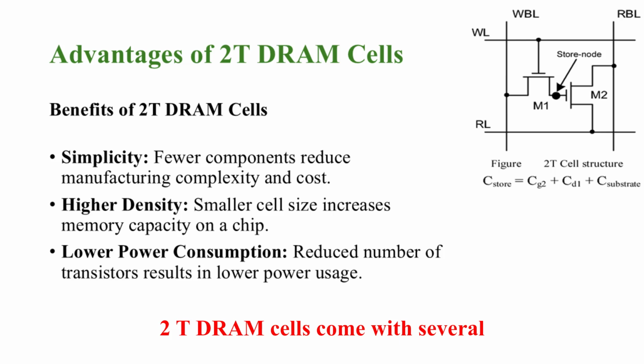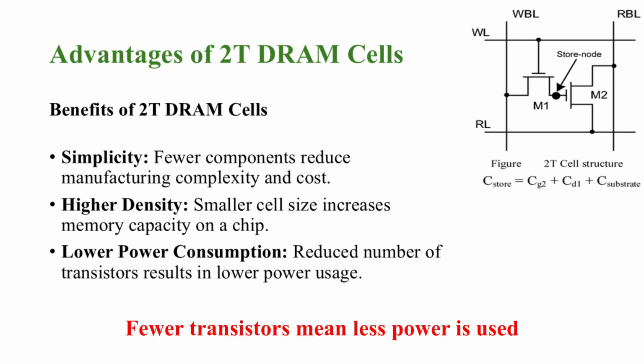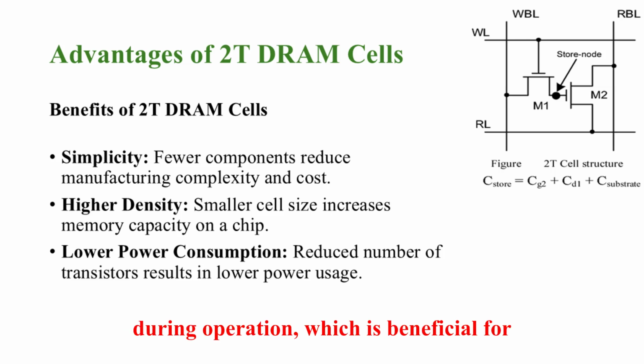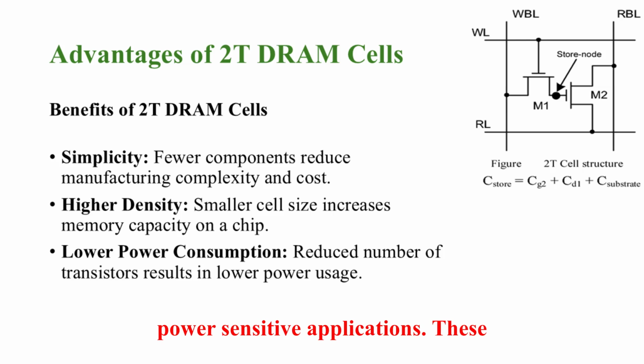2TD RAM cells come with several advantages. Simplicity. With only 2 transistors, the design is straightforward and easier to manufacture. Higher density. The compact size allows more cells to fit on a chip, increasing overall memory capacity. Lower power consumption. Fewer transistors mean less power is used during operation, which is beneficial for power-sensitive applications. These features make the 2TD RAM cell an attractive option for cost-effective and dense memory solutions.